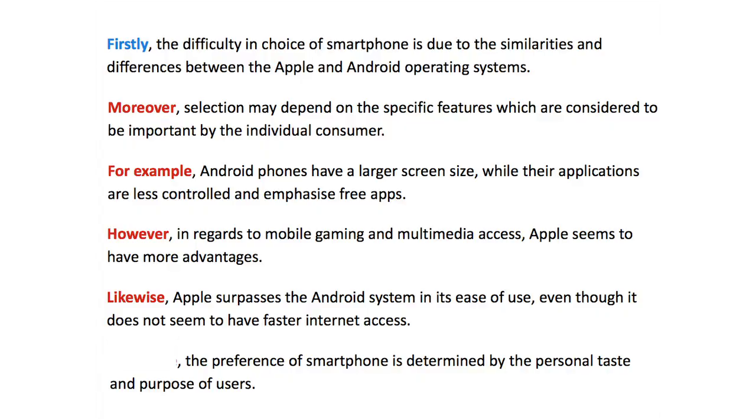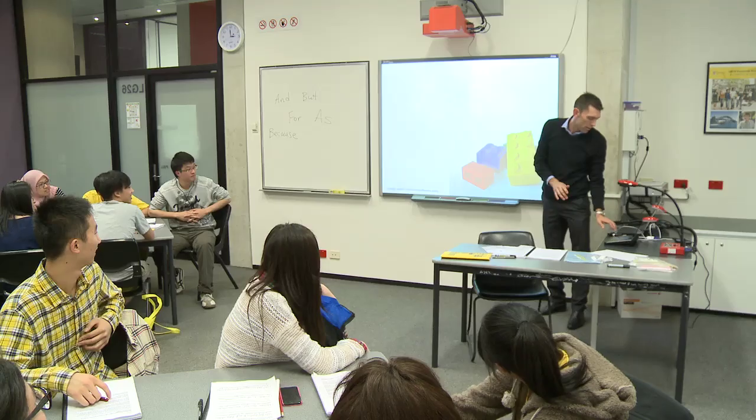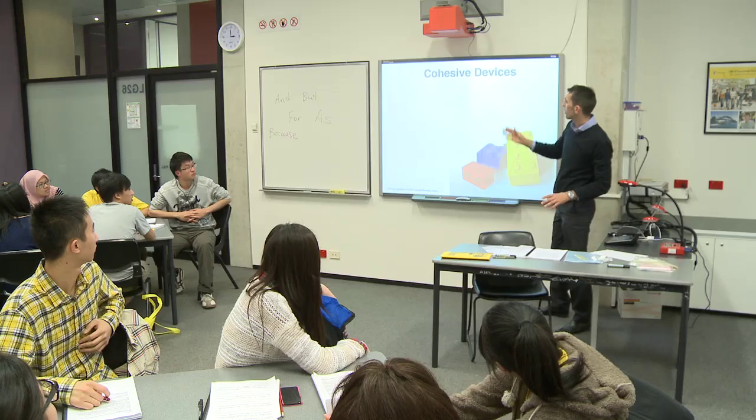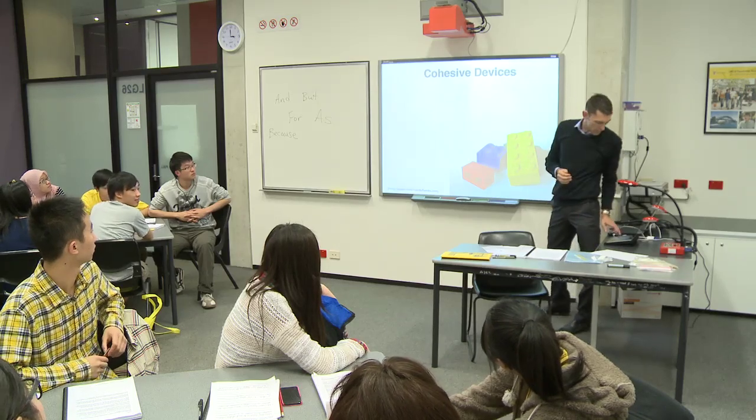And the last one, all right, to end the paragraph. Therefore. Therefore, yeah, okay. So this is showing the result of all the previous sentences. The present smartphone is determined by the personal taste and purpose of users, yeah? Just to finally sum up all the stuff that we've been learning today, cohesive devices, all right?